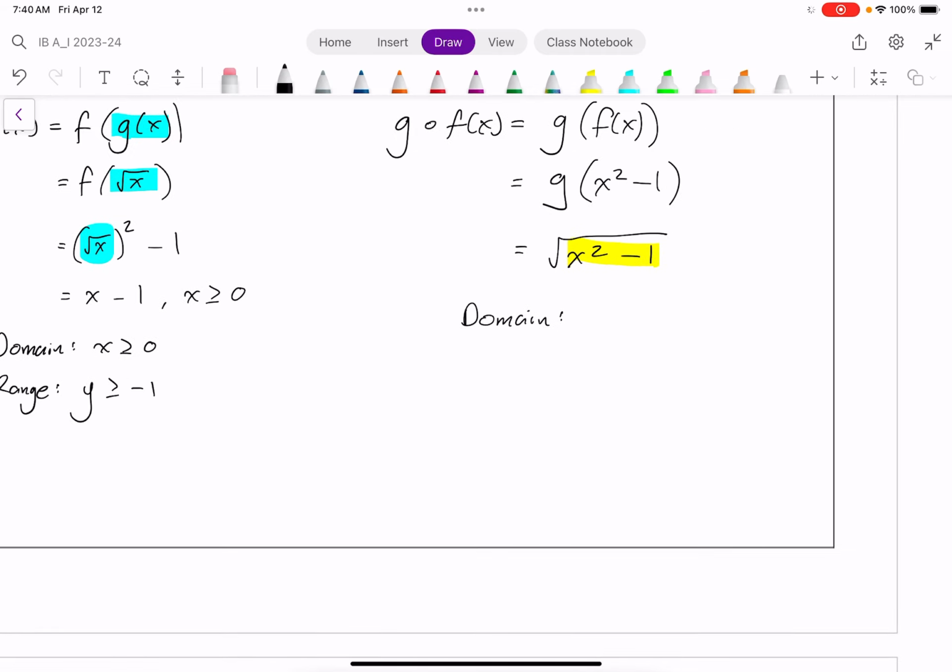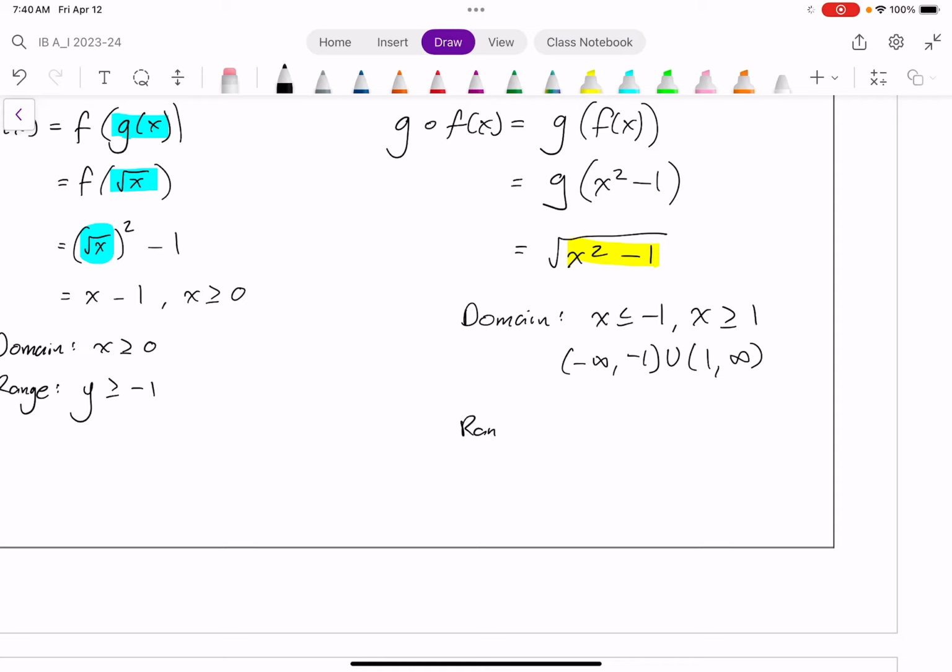I'll say it as x must be less than or equal to -1, or x must be greater than or equal to +1. Or I could write using different notation. I could say round bracket, -infinity to -1, and then the union of that with 1 to +infinity. That's it. That's my domain.